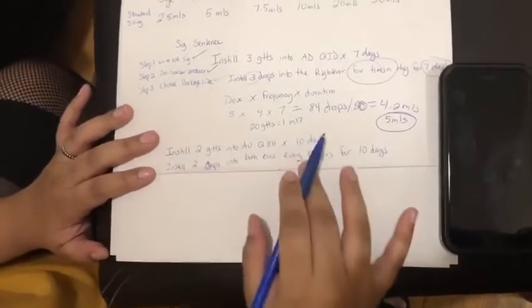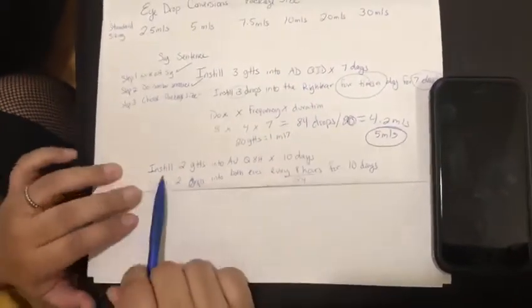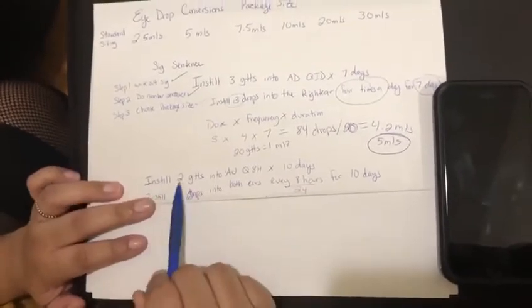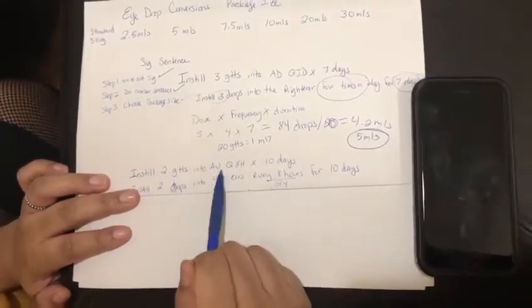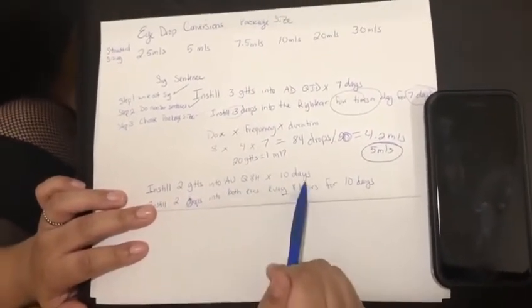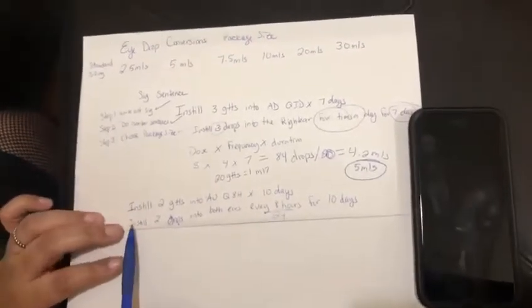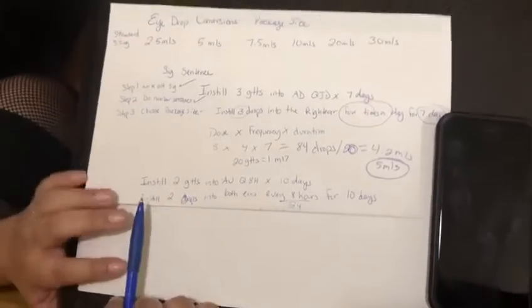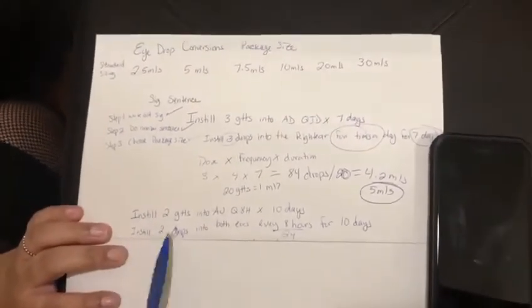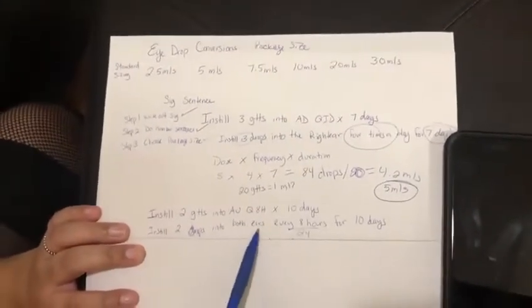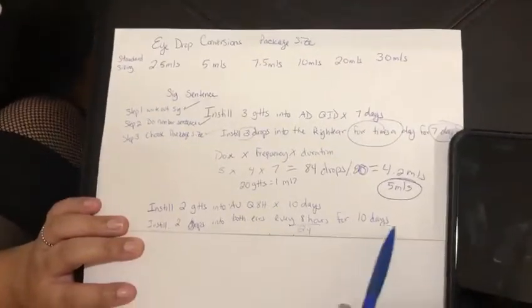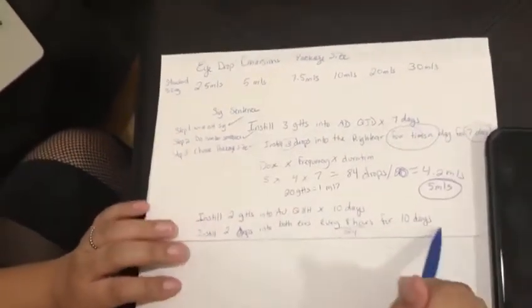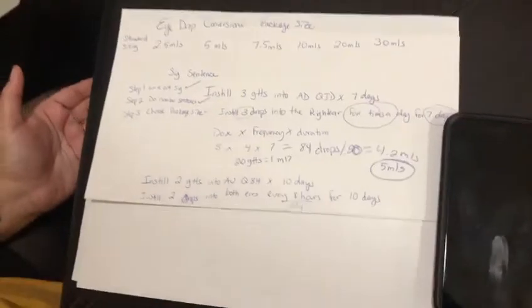So in this particular example, let's go ahead and look at it. It says, instill 2 drops into both ears every 8 hours for 10 days. Our first step is transcribing the SIG sentence. I went ahead and did that already. I wrote, instill 2 drops into both ears every 8 hours for 10 days. Remember, you want to write it out for the patient so that they can understand the instructions.